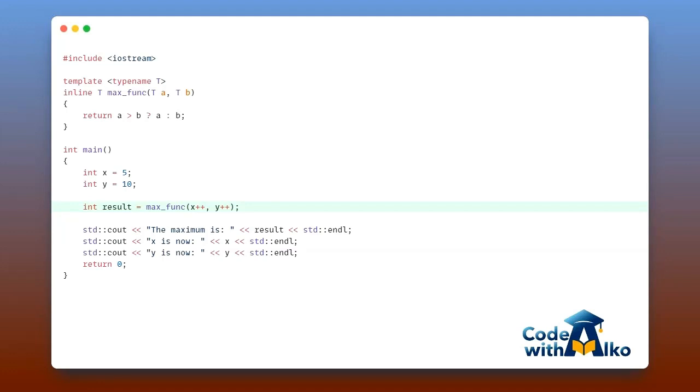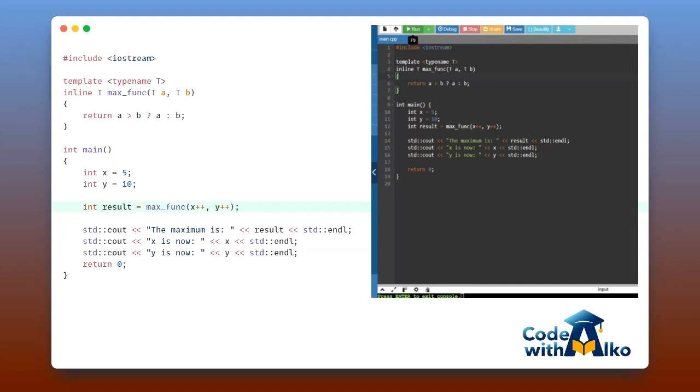Here's how this plays out step by step. First, x++ is evaluated, incrementing x from 5 to 6, but the value passed to the function is the original value, 5. Then y++ is evaluated, incrementing y from 10 to 11, but passing the original value, 10, to the function. Next, inside our function, the comparison is performed between 5 and 10, with the function correctly determining that 10 is the greater value, which it then returns.